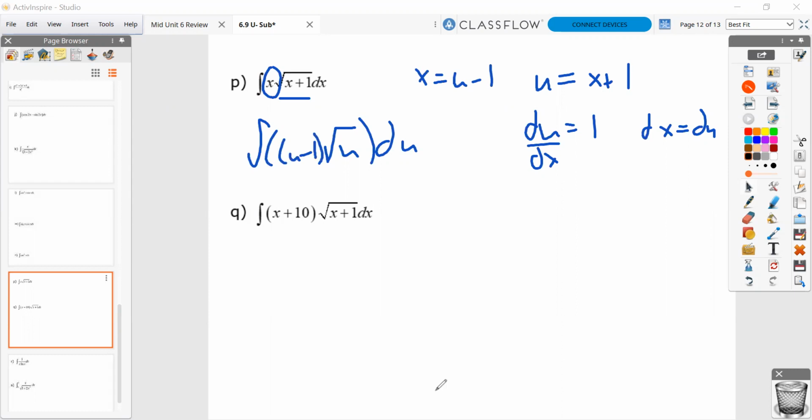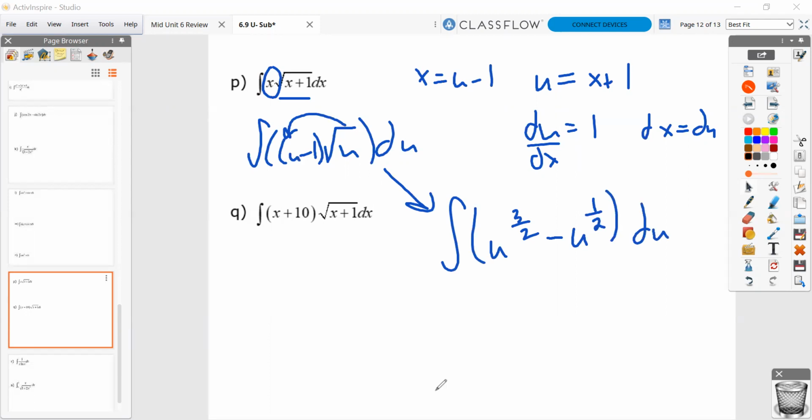And from here, we can just distribute, right? We'll actually be able to take this and rewrite it as the integral. Well, u times u to the 1/2 would be u to the 3/2. This is me just distributing the square root of u. And then minus u to the 1/2 du. Because again, square root of u times -1.